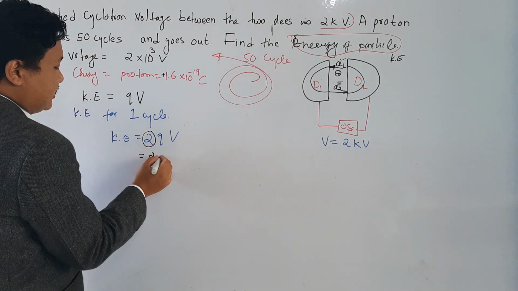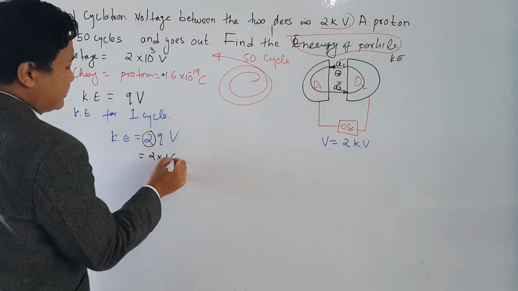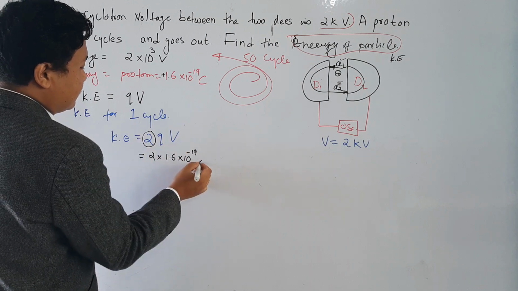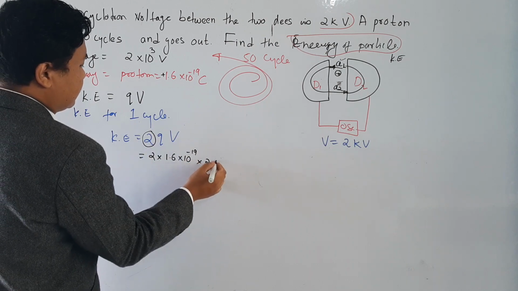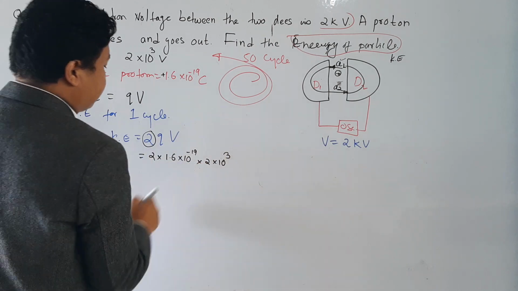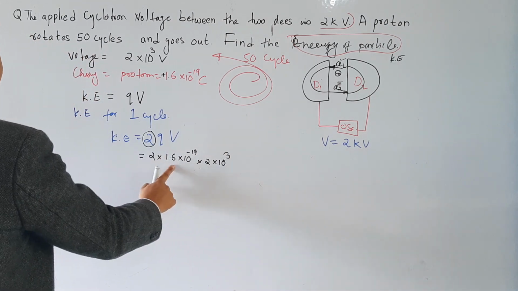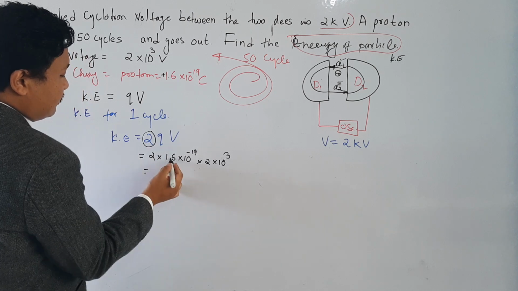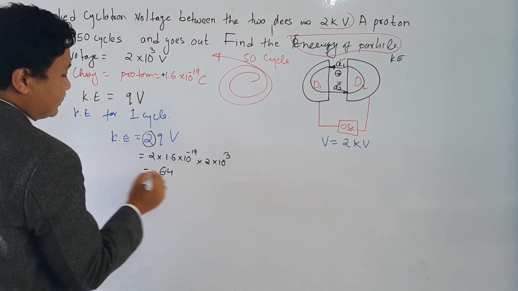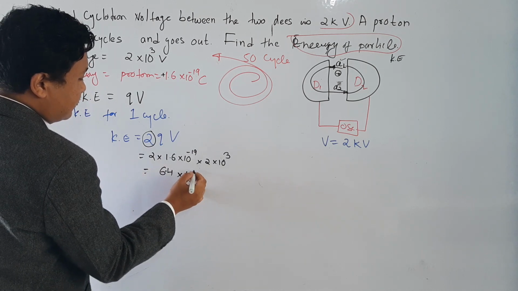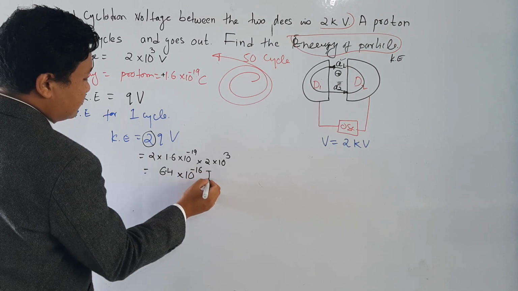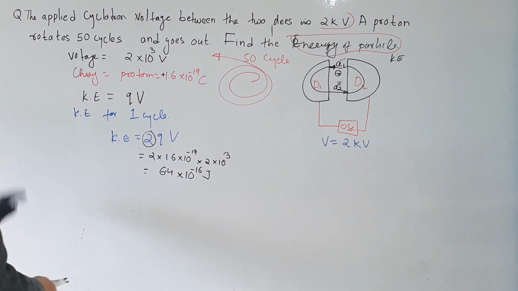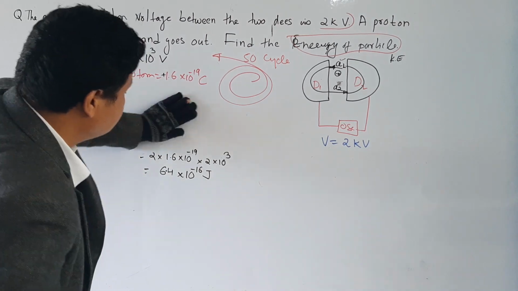So I will get 2 into Q, which is 1.6 into 10 to the power minus 19, into V, which is 2 into 10 to the power 3. 2 twos are 4, 4 into 16 is 64, and because of one decimal, it is 6.4 into 10 to the power minus 16 joule. Minus 19 and plus 3 is 10 to the power minus 16 joule.